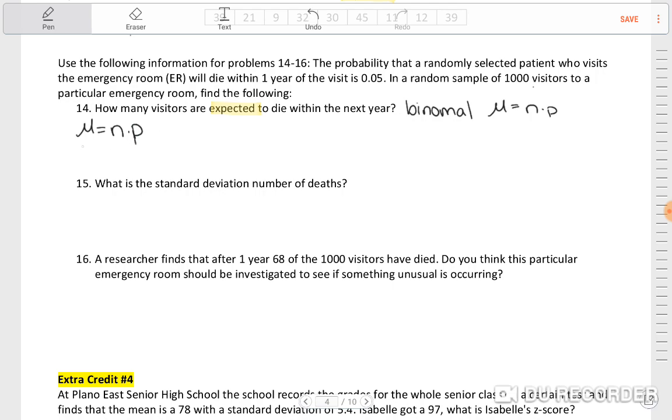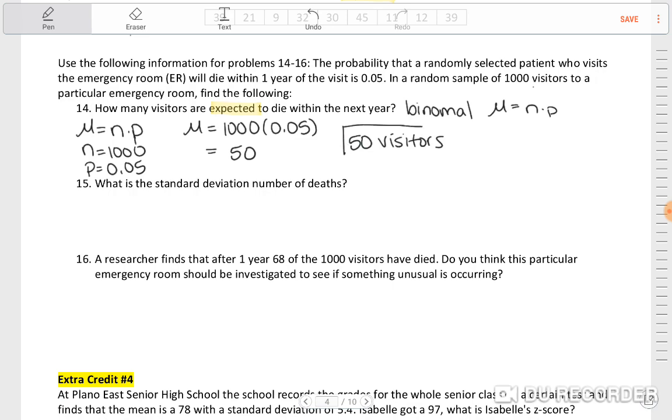So our n is 1,000 for this example. P is still that 0.05. So mu equals 1,000 times 0.05, which is 50. So we would say 50 visitors. Okay, so out of 1,000 people, you would expect 50 of them to die within the next year. Out of 1,000 people that visited the ER. So that's kind of sad.